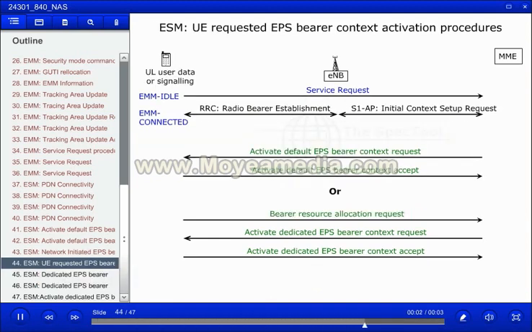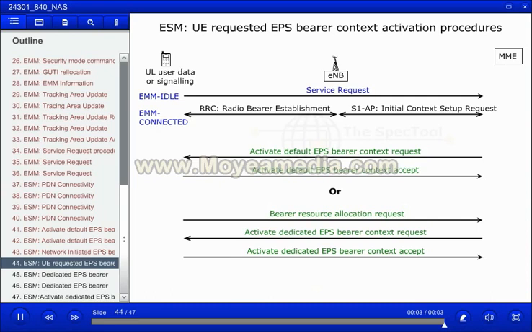When there is uplink pending data, user data or signaling, the EMM idle UE will initiate the procedure by sending a service request message. When the lower layers between the UE and eNode B up to the MME have been established, the UE is in EMM connected mode. If the quality of service for the default bearer is enough for the uplink pending data about to be transmitted, it will be activated with the activate default EPS bearer context request.